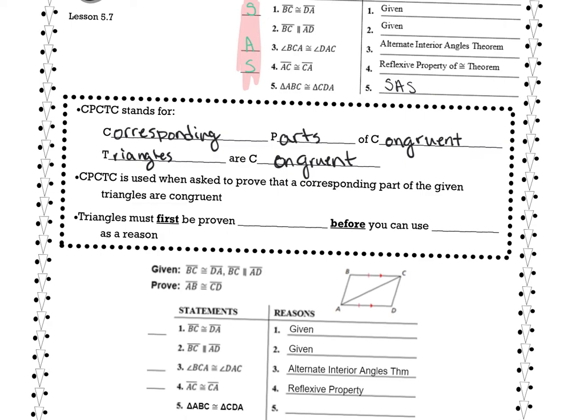All right, and then the next one says CPCTC is used when it's asked to prove a corresponding part of a given triangle are congruent. Triangles first must be proven to be congruent before you can use CPCTC as the reason. So in other words, we have to go through the entire proof like we did just above in order to prove that the triangles are congruent. And then our very last line will usually always be CPCTC, all right?